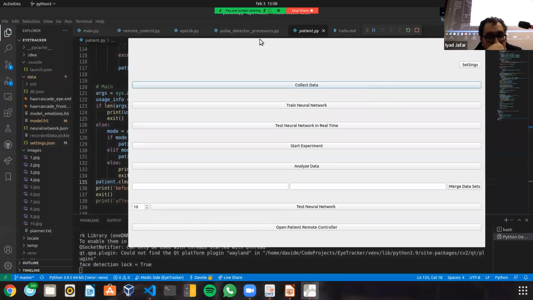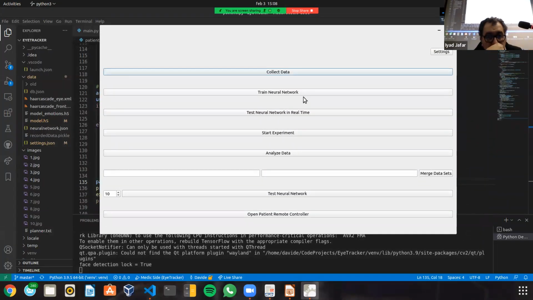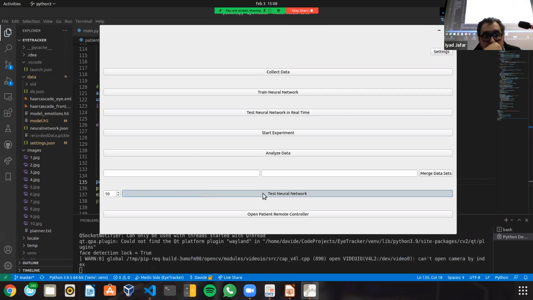Once this is done, we can use this data to train a neural network and test the accuracy. For example, this is the accuracy test. So if I do this, for example, on 10 points, again, there is some problem with the webcam.